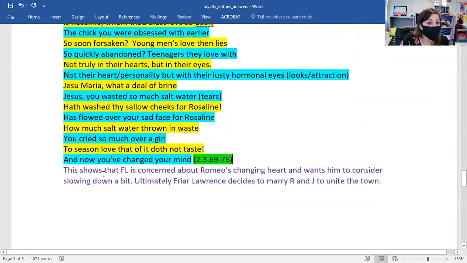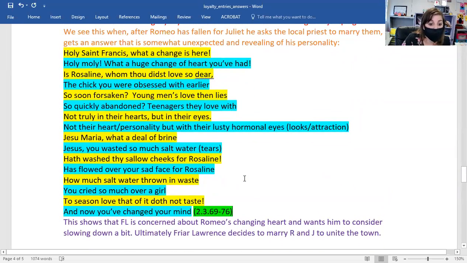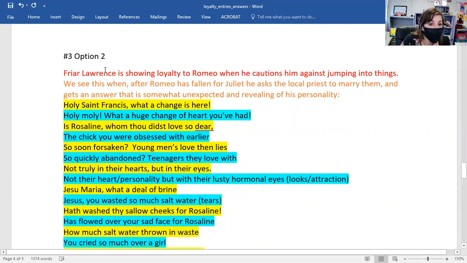And then for my analysis, I just put, this shows Friar Lawrence is concerned about Romeo's changing heart and wants him to consider slowing down a bit. Ultimately, Friar Lawrence decides to marry Romeo and Juliet to unite the town. Romeo's going to be pissed AF. And so Friar Lawrence is really showing loyalty to Romeo by cautioning him not to jump into things. But then later, when he finally decides, okay, I will marry you, he's showing loyalty to the town, because he's saying, you know what, I don't really believe you guys are in love, but I'm going to marry you because maybe it will bring happiness to the town, and maybe it will bring peace to the town, which is something they haven't seen in a long time.